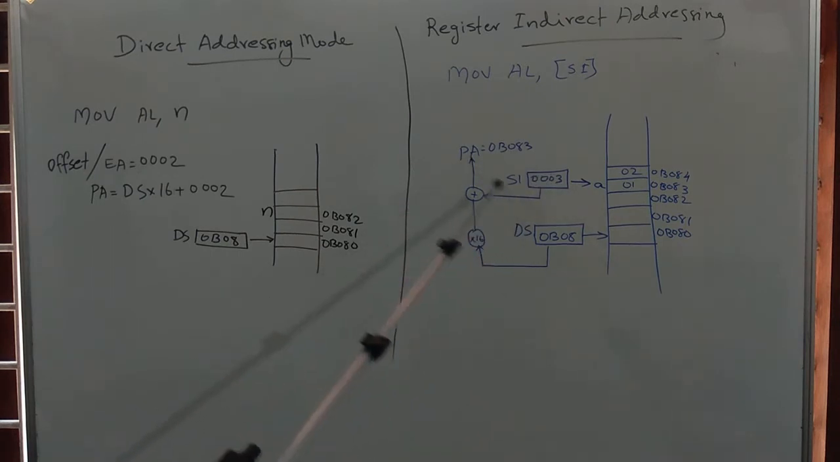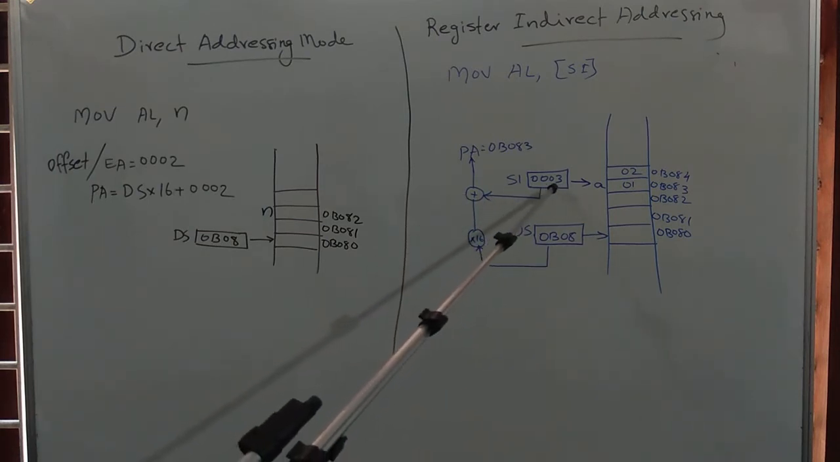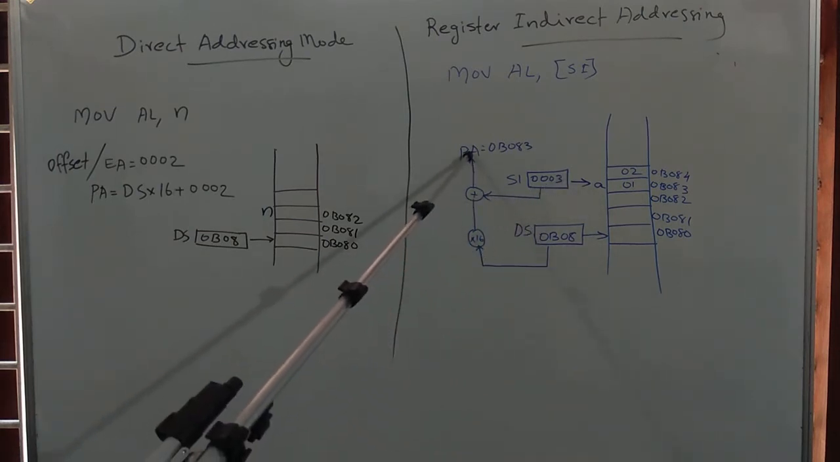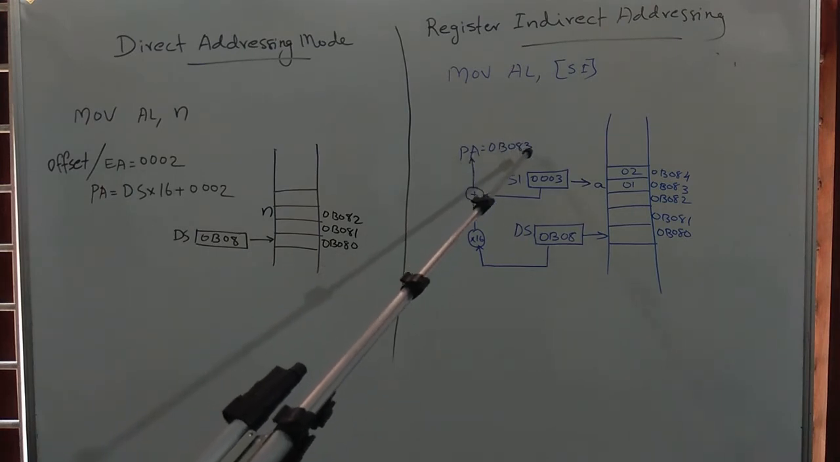Then the physical address calculation is DS register content into 16 plus the effective address of the data. You will be getting the physical address 0B083.